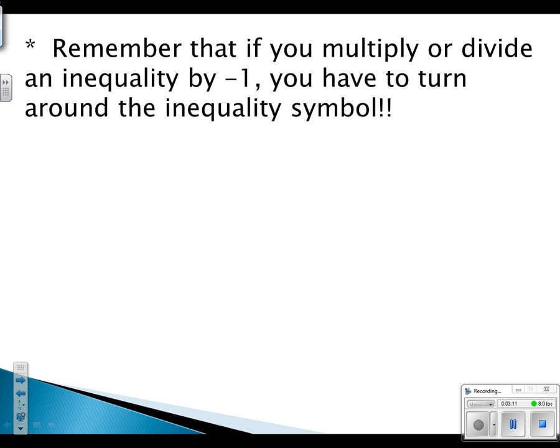When we start solving here in a little bit, there's one main rule with solving and working with inequalities that you have to remember. Many times when you're going through your solution steps, you're going to end up multiplying or dividing by a -1. If you do that during your solution steps, you have to turn around the inequality symbol. I think that rule will sound familiar to you. You've used it for years, but it's an easily forgotten one.